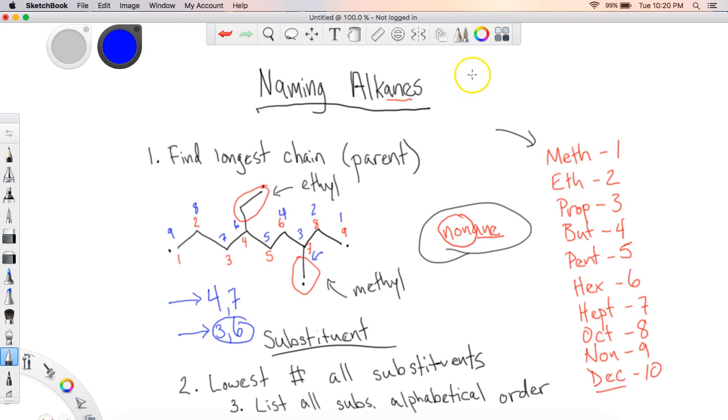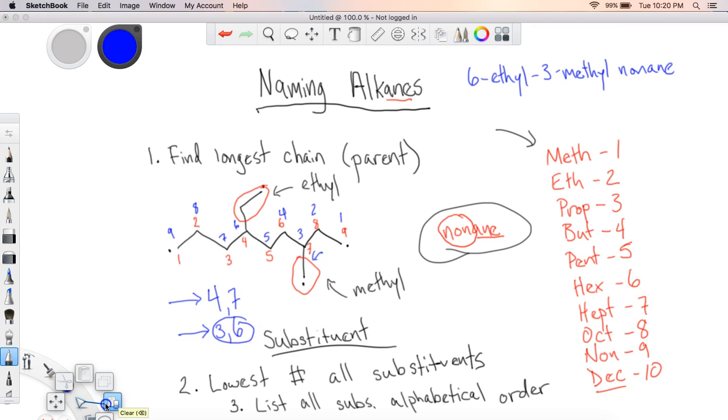So I would have, if it's 3-methyl and 6-ethyl, E comes before M alphabetically, so the ethyl will be listed first. So I would say that this compound is called 6-ethyl. Then I do the methyl, 3-methyl. Nonane. Okay, so that would be the name of that structure. So you have the first 3 rules here.